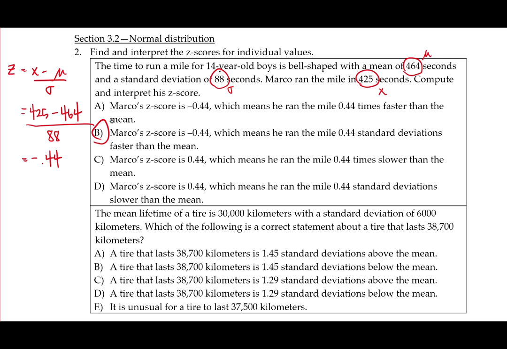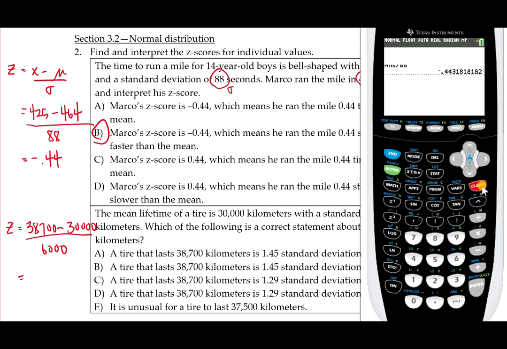Well, let's compute a z-score again. Our data value here is 38,700. The mean is 30,000. And our standard deviation is 6,000. And if we do this calculation, 38,700 minus 30,000, enter, divided by 6,000, I get a z-score of 1.45.